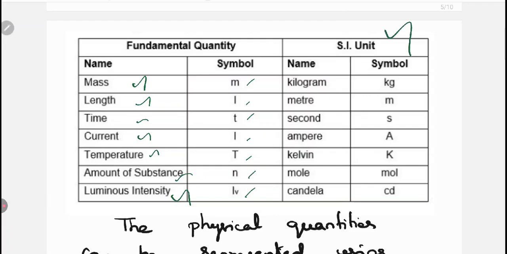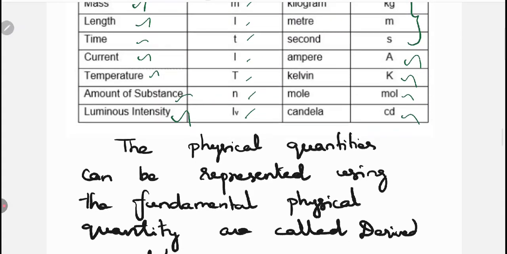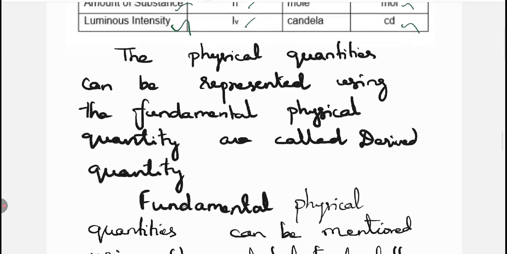These are the units here. So kilogram, meter, second, so it is similar to the MKS system. And then for current, it is ampere, A, and then Kelvin, K, for temperature, and for amount of substance it is mole, and the last one is luminous intensity, which is mentioned as candela, cd. So these are the physical quantities. These are called the fundamental physical quantities.